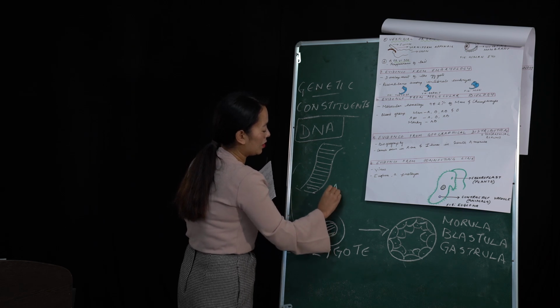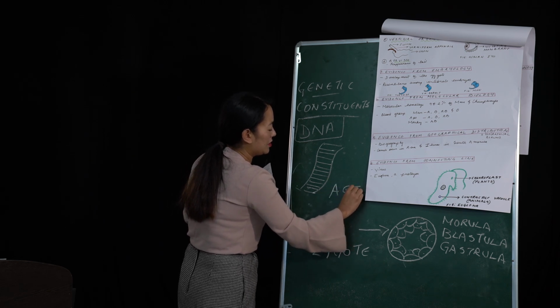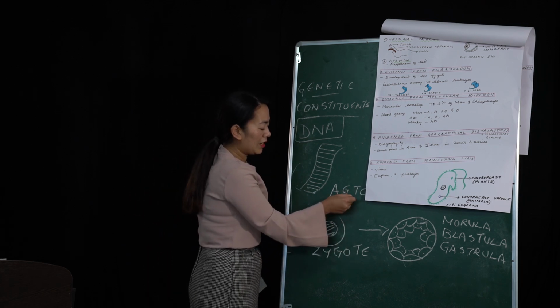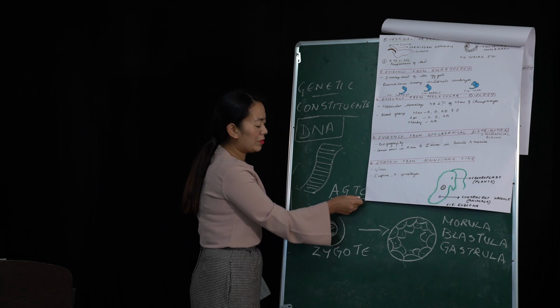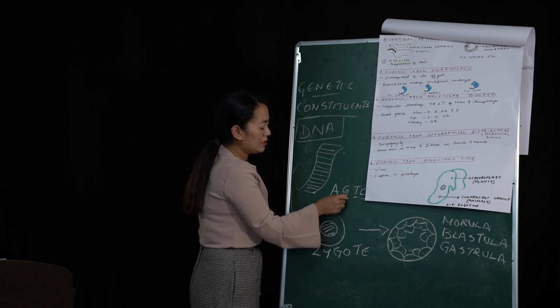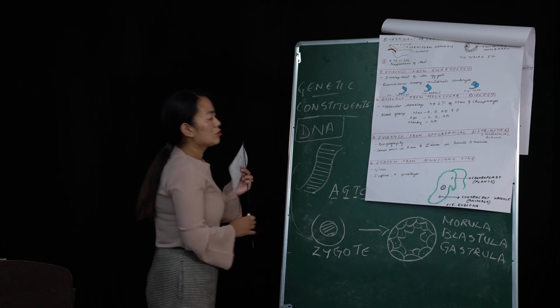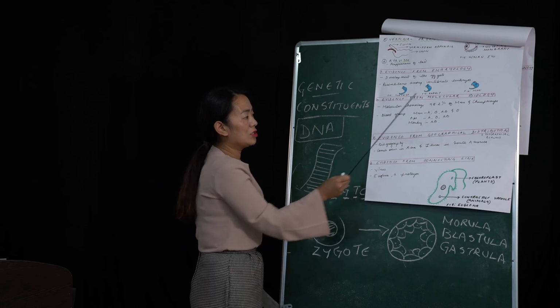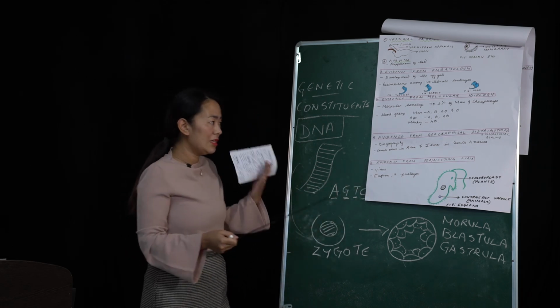There's a general formula called AGTC in case of DNA. That is adenine, guanine, thymine, cytosine. Remember that. You have already studied this topic in class 9 and 10. Adenine, guanine, thymine, and cytosine. So you're going to talk about the DNA in case of molecular biology, which proves that evolution did take place.